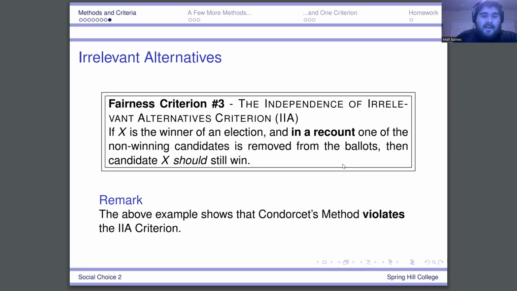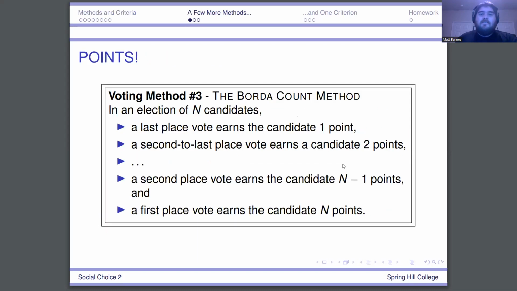So we just found out that if we use the Condorcet method, this is going to violate our IIA criterion, right? It's not going to obey it because in the last one, the same person didn't win. We ended up with a tie, right? So let's try something else. Let's see if we can make this work, right? Let's look at the Borda count method.